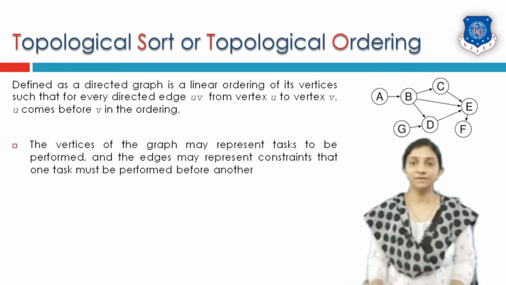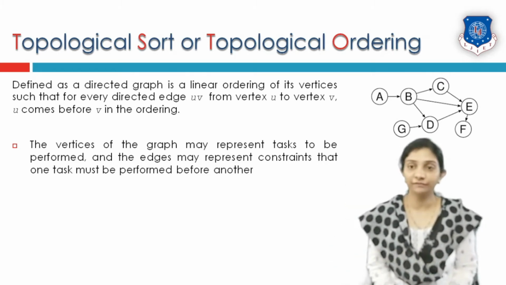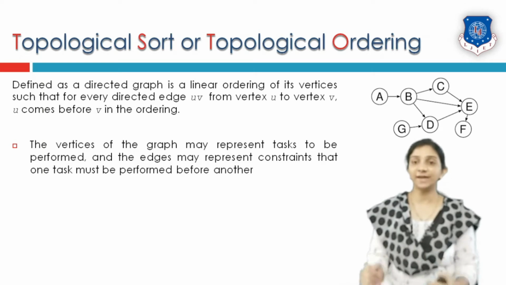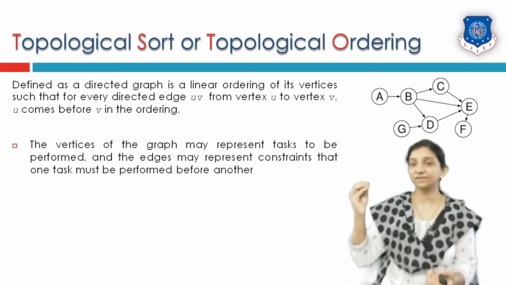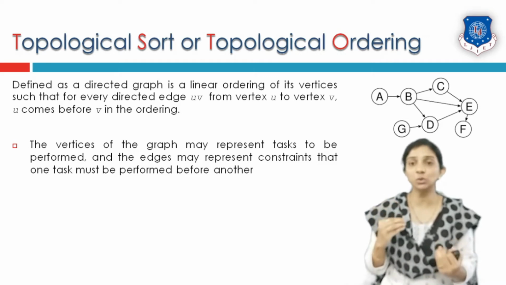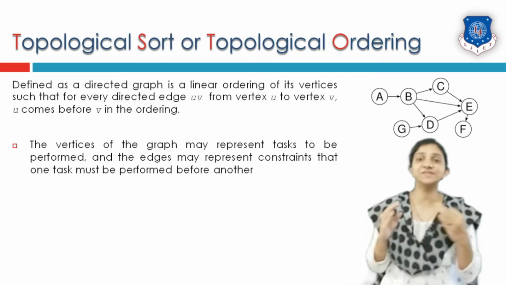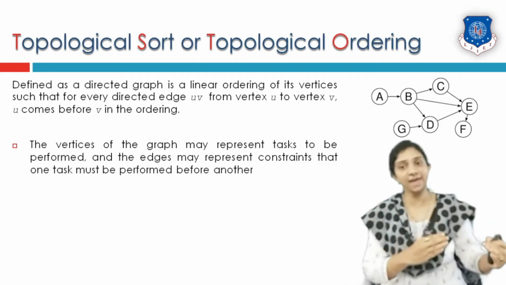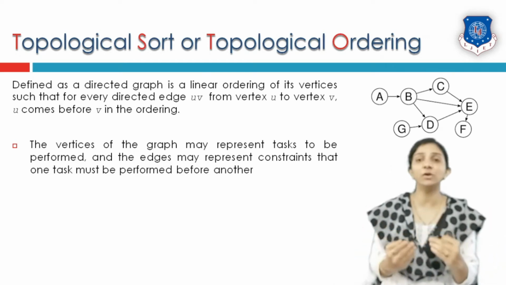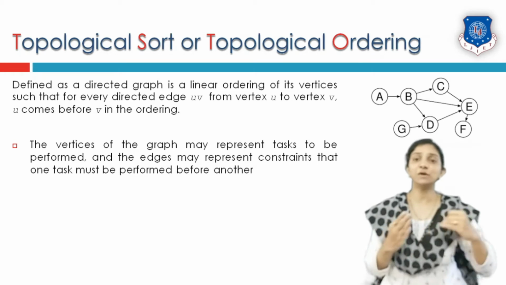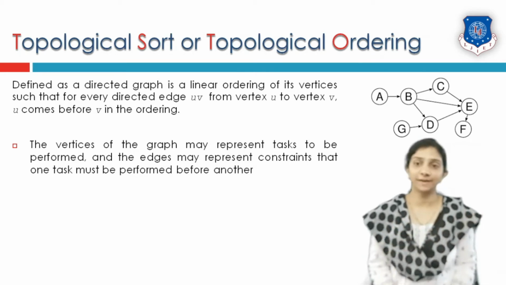Now consider this directed graph. In this graph, edges are directed. So an edge from vertex A to B shows that task B is dependent on task A. Similarly, task C is dependent on task B, which is already dependent on task A.